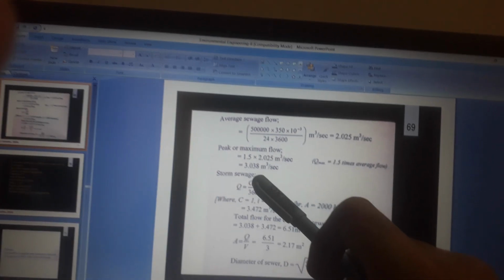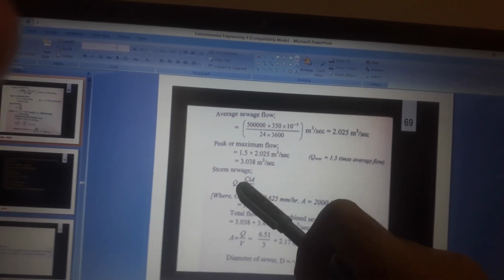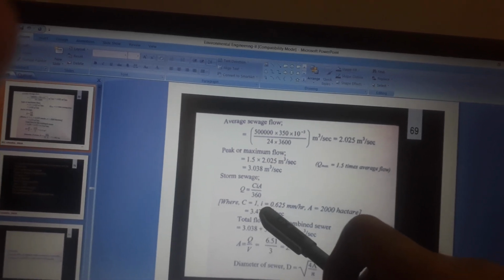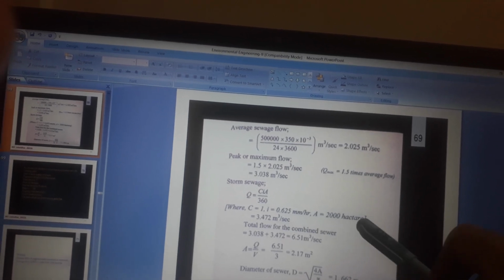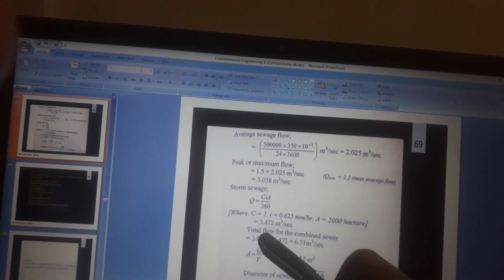Storm sewage Q is equal to CIA over 360, where C is equal to 1, I is equal to 0.625 millimeter per hour, A is equal to 2000 hectare, which is equal to 3.472 meter cube per second. Total flow for combined sewer is equal to 3.038 plus 3.472 is equal to 6.51 meter cube per second.